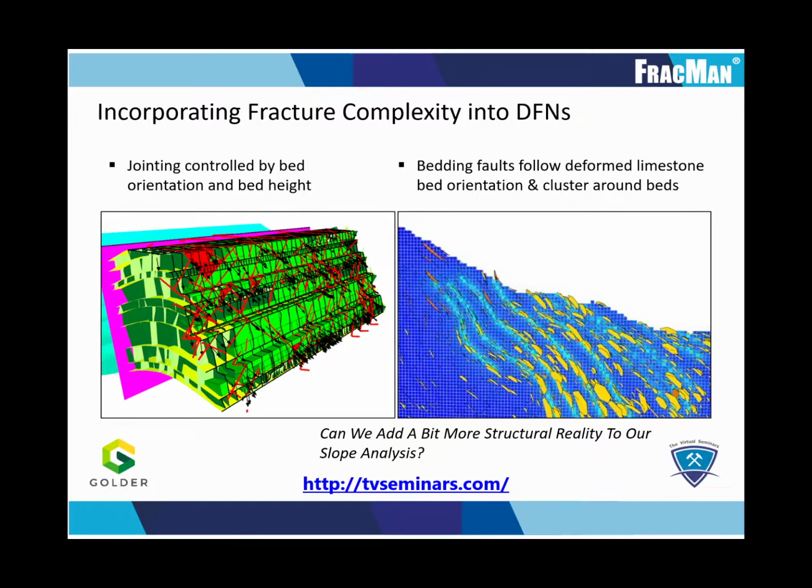Modern DFN tools such as FRACMAN allow us to generate more realistically constrained models. The example on the left represents a layer-bound jointed system whose joint density is controlled by the thickness of beds and whose orientation is controlled by the relative orientation of the folds. This slope model could represent a pit slope from the iron ore mines of the Pilbara region of Western Australia, for instance.